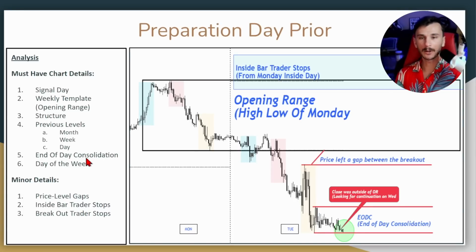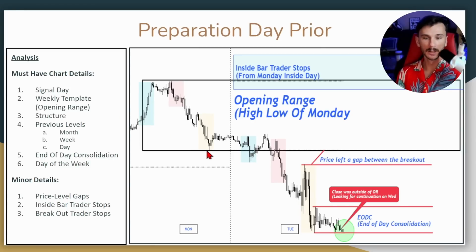Now, the minor details are very easy to spot. They're not necessary, but they do give me a slight indication of where price could go on the chart and why. It just gives me a little bit of extra, hey, this is there, it exists. If the price starts to go in that direction, then this might be where it's going. Kind of gives me a target for where, if I'm in a trade, price might go to. And those are price to level gaps.